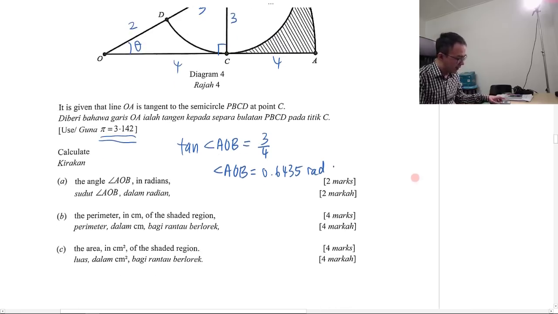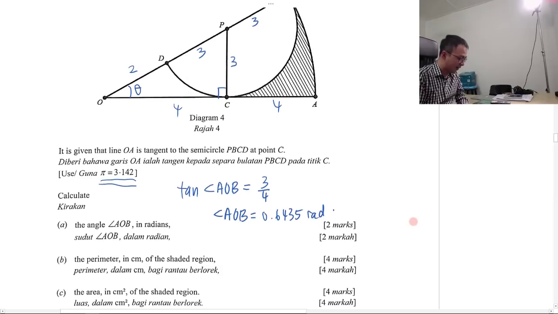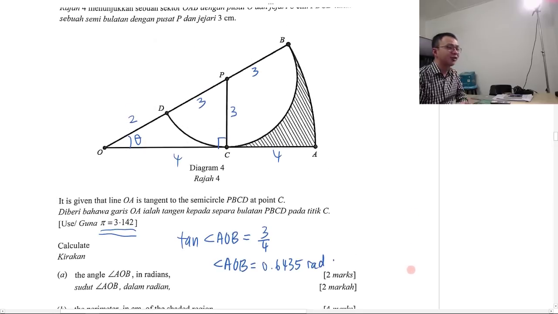Then the second part, they ask about the perimeter of the shaded region. So in order to get the perimeter of the shaded region, I need to know what is the arc length here and the arc length here.